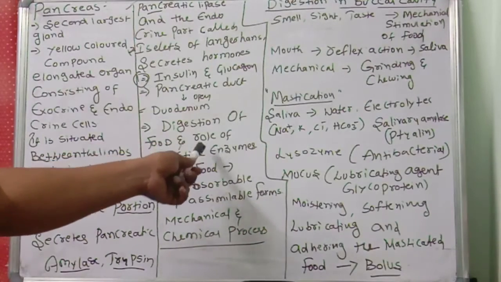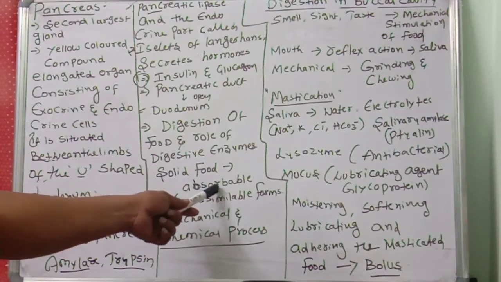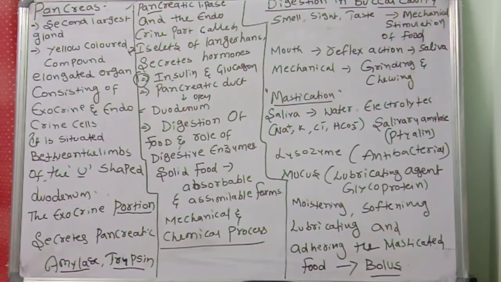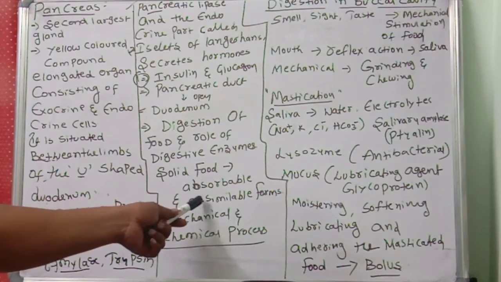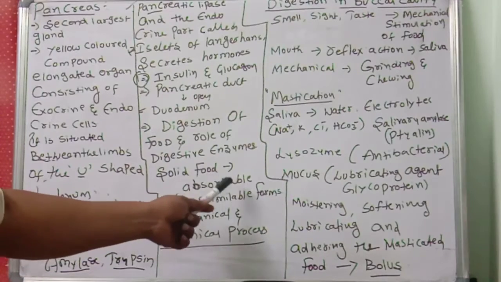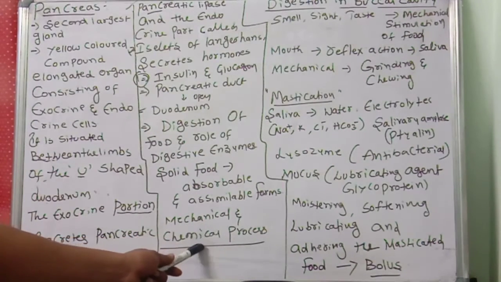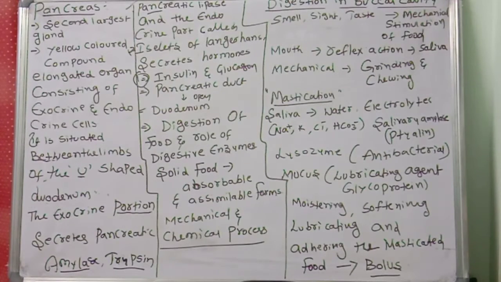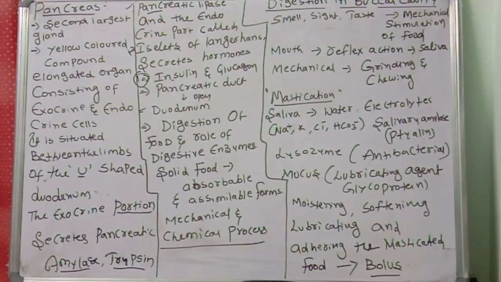Next, digestion of food and the role of digestive enzymes. When you take solid food, it is converted into absorbable and assimilable forms, meaning the cells can utilize it. How is it converted into absorbable, assimilable forms? By mechanical and chemical digestion. What is mechanical? Chewing, grinding, mixing. Chemical means using enzymes, converting complex to simple, absorbable, assimilable forms. So digestion has two processes, mechanical and chemical.